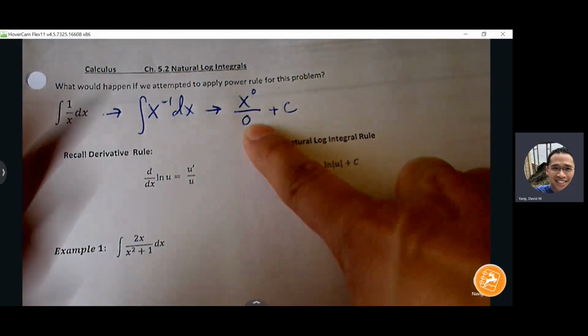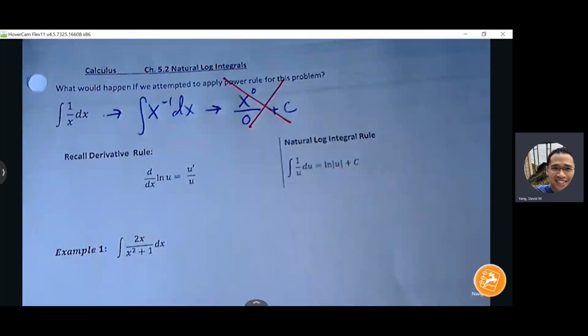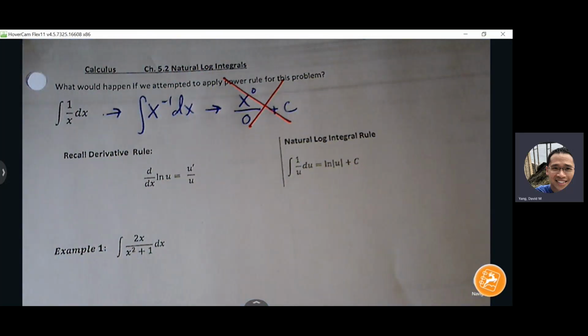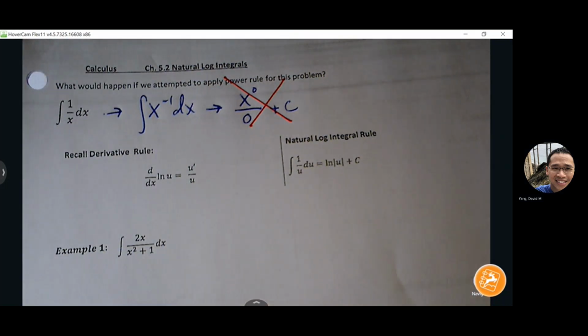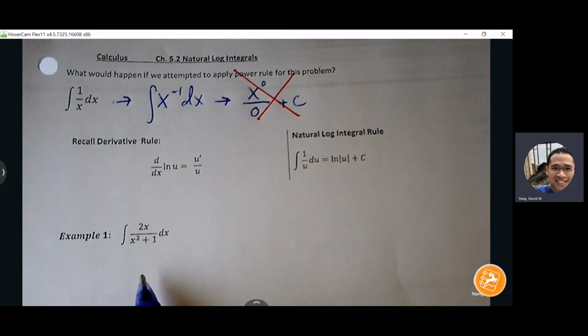Can't divide by 0. So this is the one case that power rule fails, because any other power, we can avoid that 0, right? So this is the only instance where power rule is not going to work. So we have a workaround for this particular integral problem.